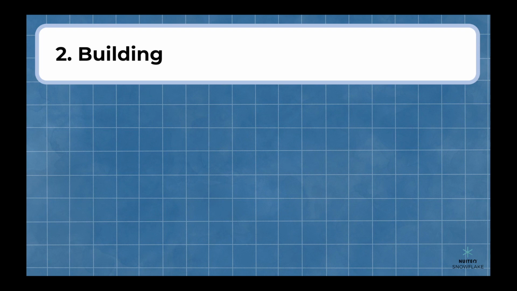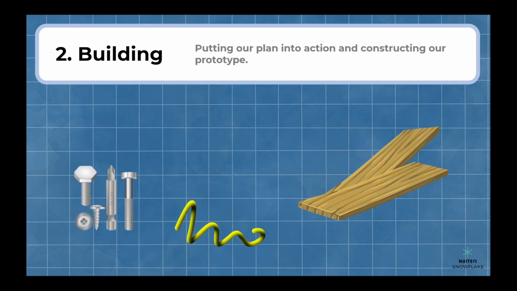Next comes the building stage. This is where we put all our plans into action, and actually construct the catapult. We might use wood, screws, and rubber bands, to create a framework that will launch our projectile.